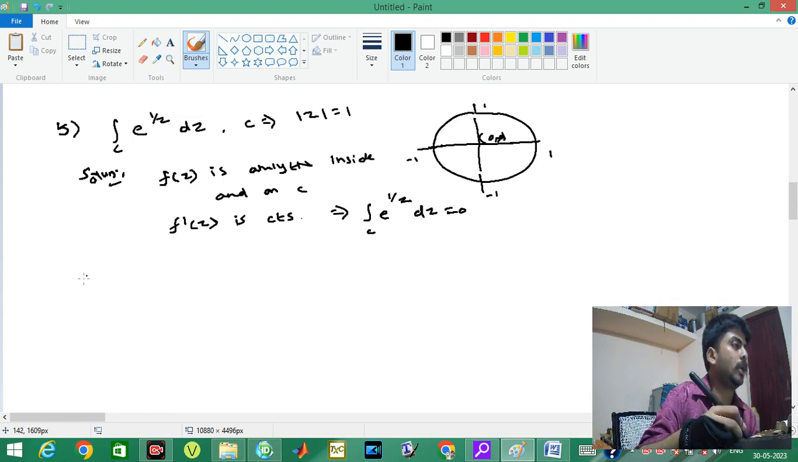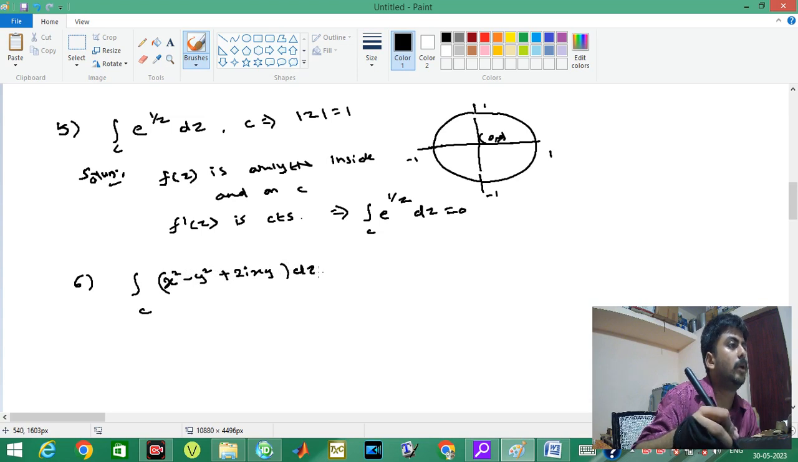Now another problem, our sixth problem. Evaluate the integral over C of (x square minus y square plus 2ixy) dz over the circle C given by modulus of z equal to 1.